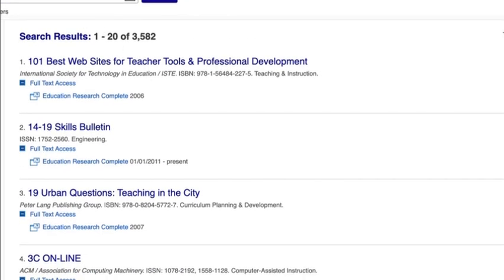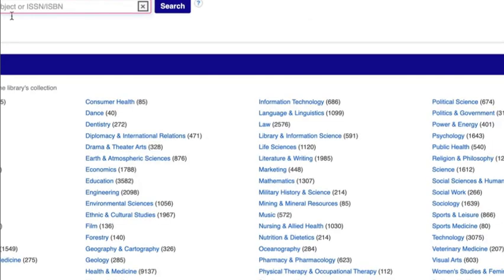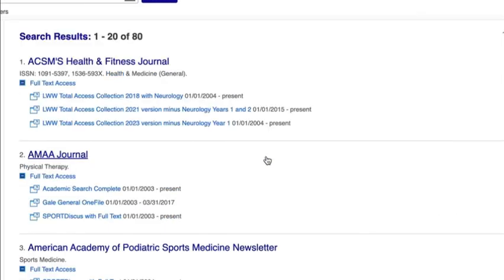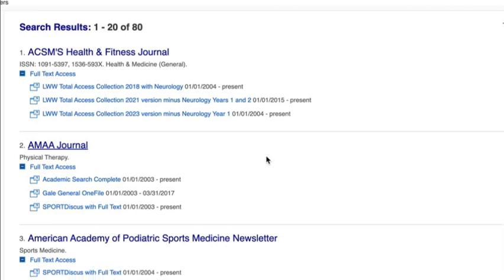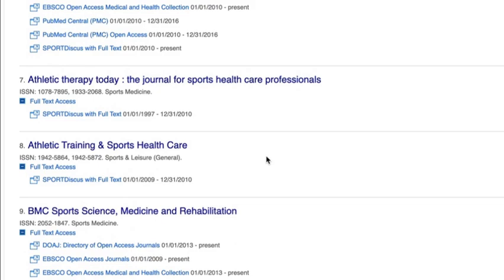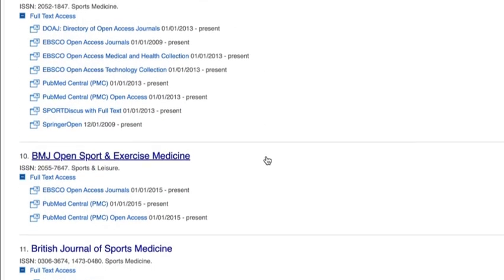So let's go back and just look at the journal and ebook list. Right now we're browsing by discipline. Let's go to sports medicine. And now there are 80 journals just on the topic of sports medicine that we can scroll through here. This is an alphabetical list. So that's another way that you can look for a journal.